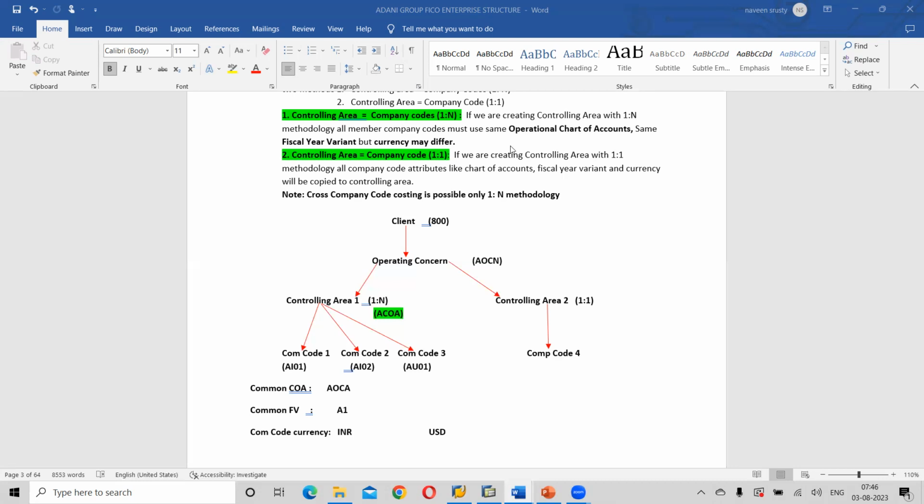Version, I think it's, I did not check. What you do is, as soon as you log in, first check which version you are using, and at the same time which chart of accounts you are using for intercompany. Hope you got my point. And which fiscal year you are using?